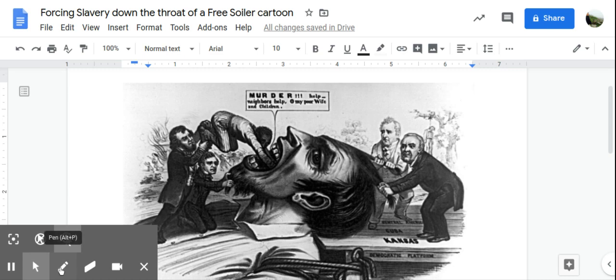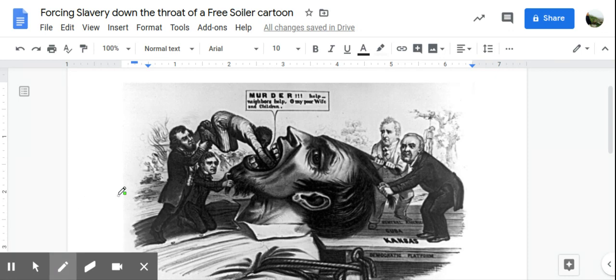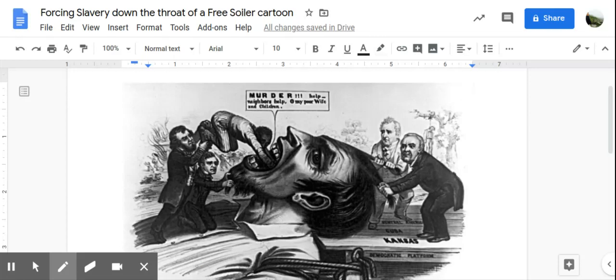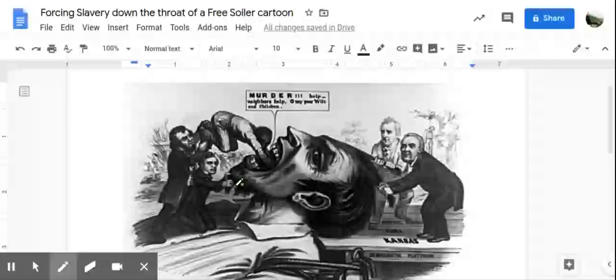Hello, kiddos. I am going to try to help you understand and explain a little bit about this cartoon that you have right here in front of you today. This is AMI Day 10, okay? This cartoon is obviously about slavery and the Civil War, and the Civil War is on its way into America, okay?